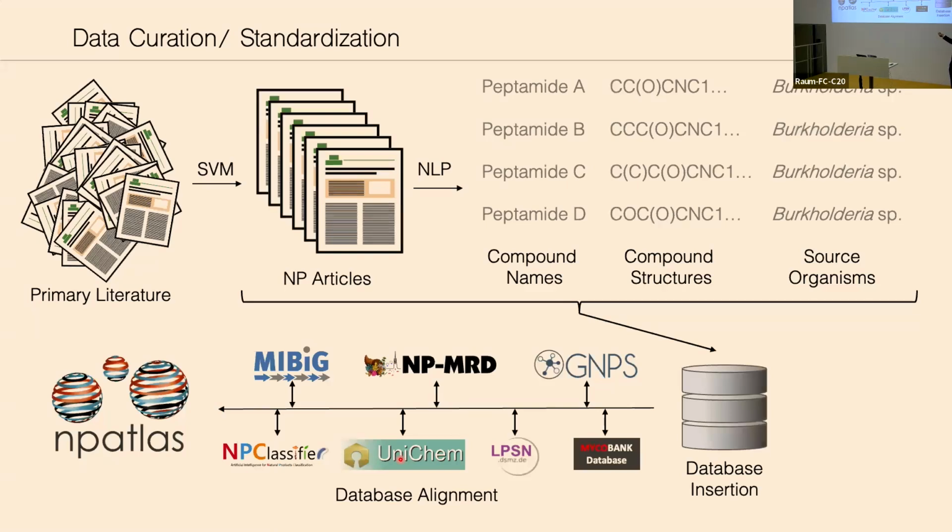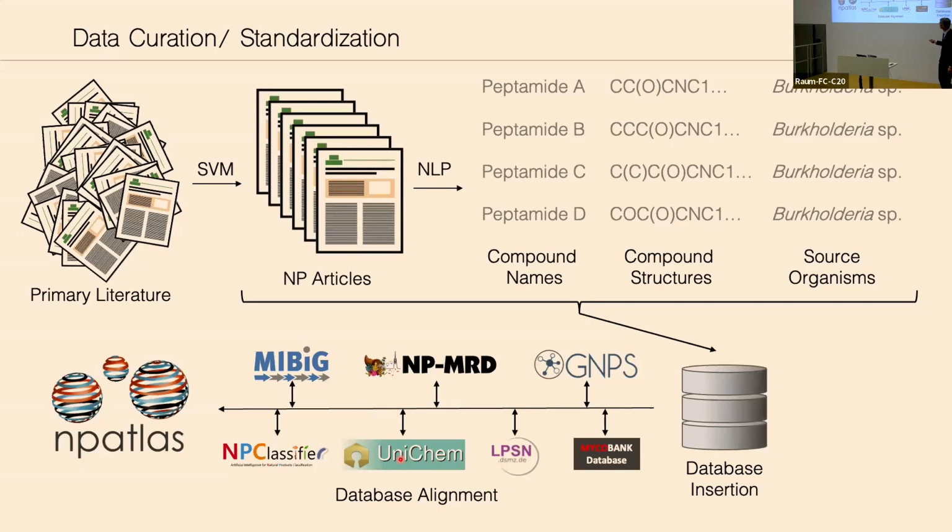NPMRD is our NMR database. You're going to hear more about that in a minute. GNPS is a database of mass spectral data for natural products. I'll tell you a little bit more about that later as well. And then MIBiG is a database of biosynthetic gene clusters for natural products. And so we make bidirectional crosslinks with all of those resources, and we append those to the entries in the database.